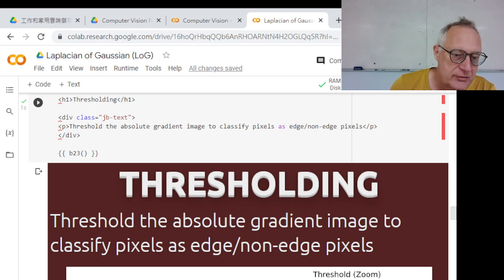So you can see when I zoom in on this area here, where we have the shoulder of the bird, then there's multiple pixels across here that are all classified as edge pixels.